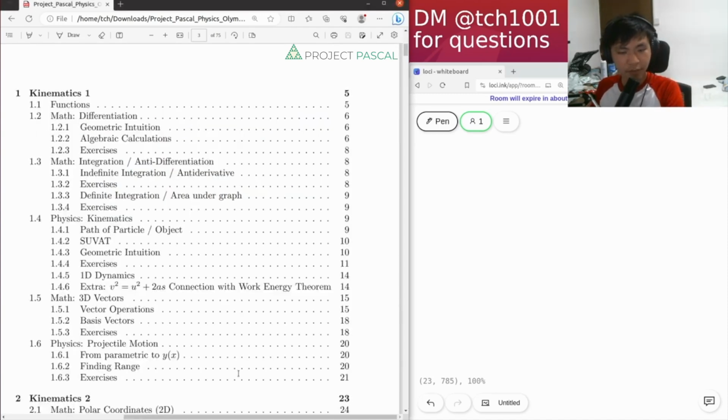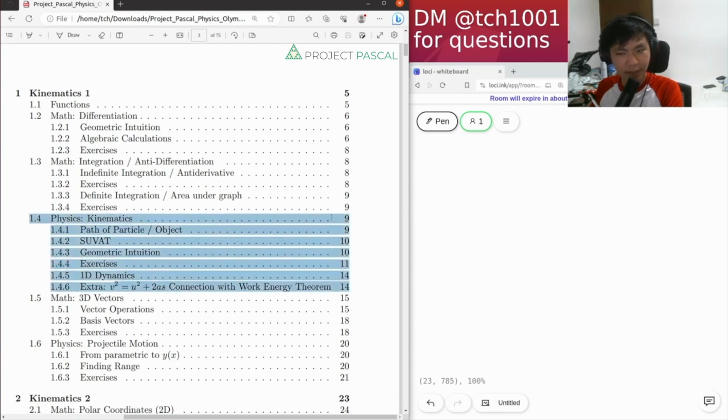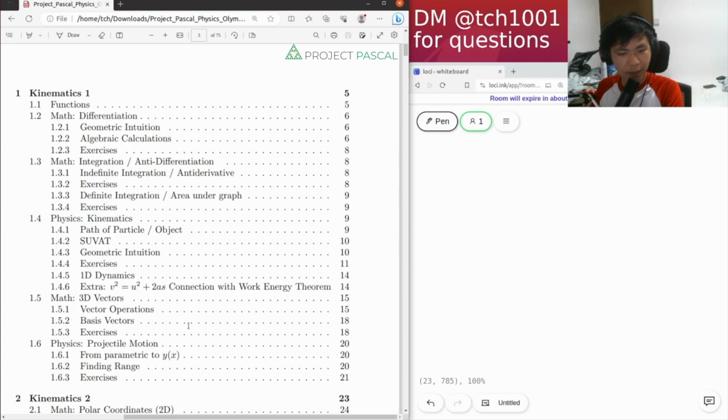So here's an overview of the topics we'll cover today. We'll start by talking about functions and calculus, how to differentiate functions, how to integrate functions. Then I'll apply the calculus that we've learned to derive the Suvat kinematics equations, after which we'll start talking about three-dimensional motion using the concept of vectors, and lastly we'll apply what we've learned to analyze projectile motion. So without further ado, let's begin.